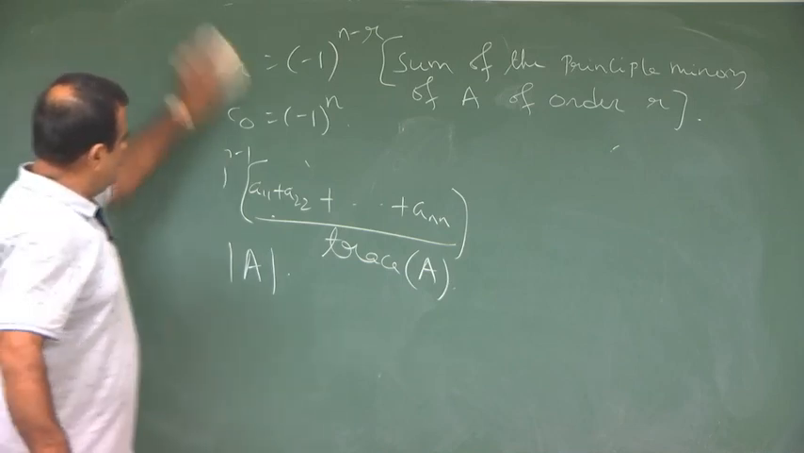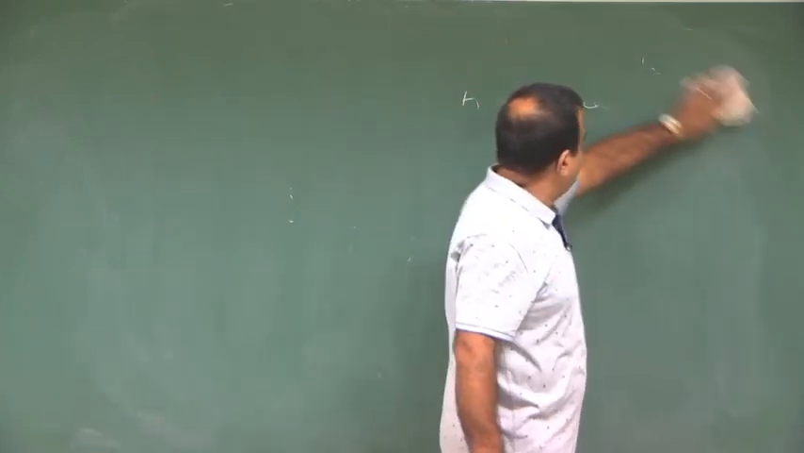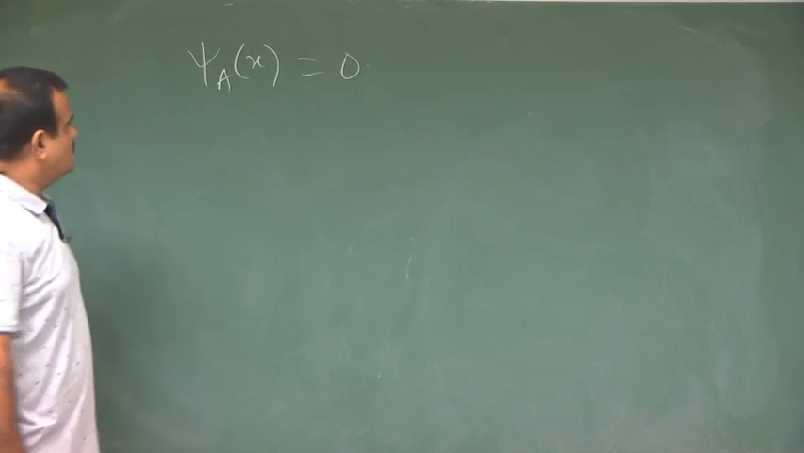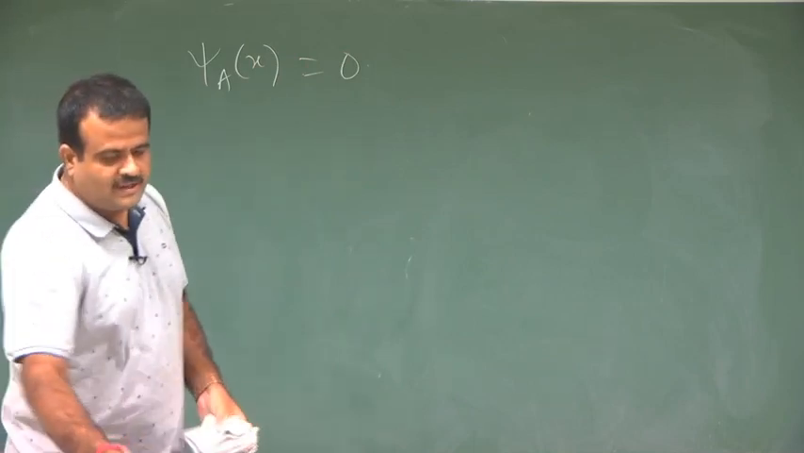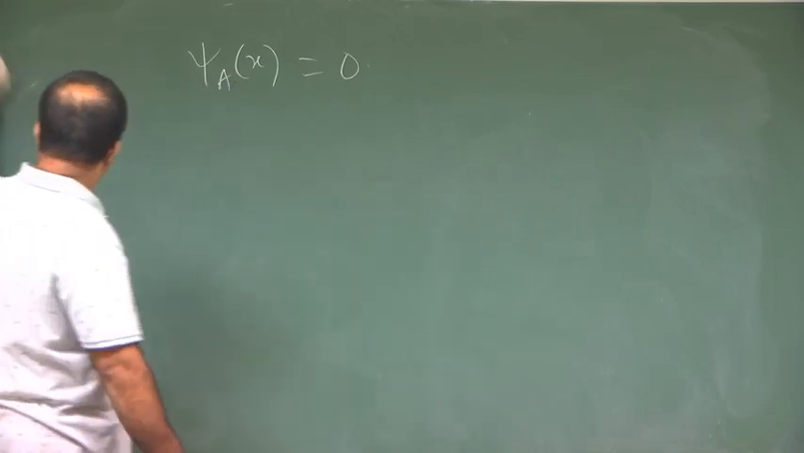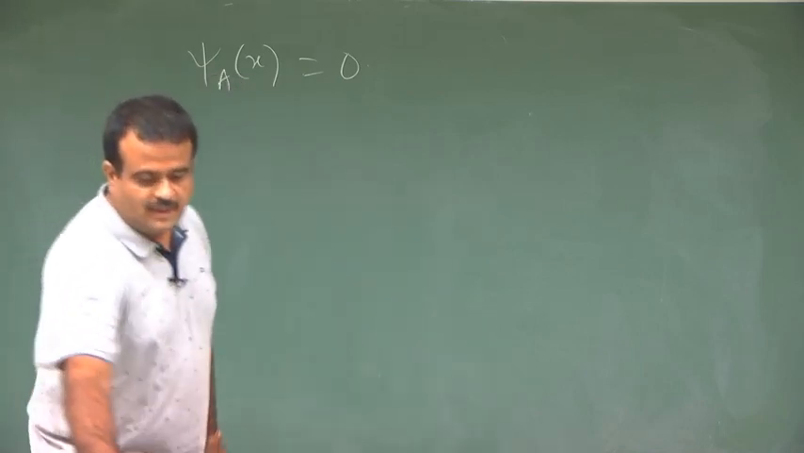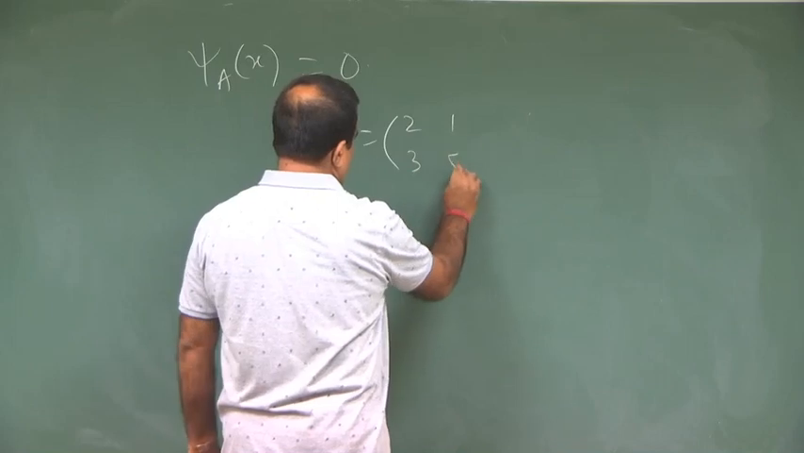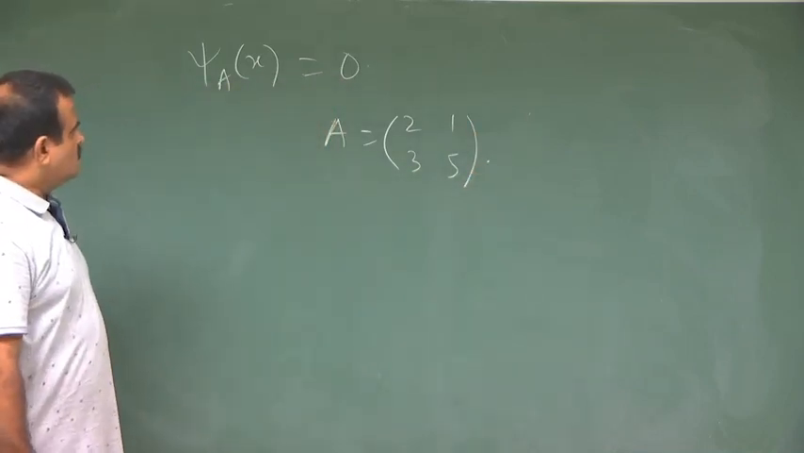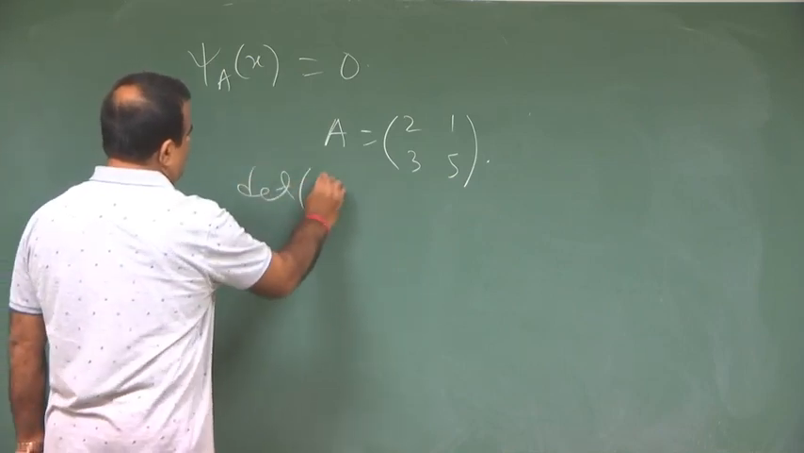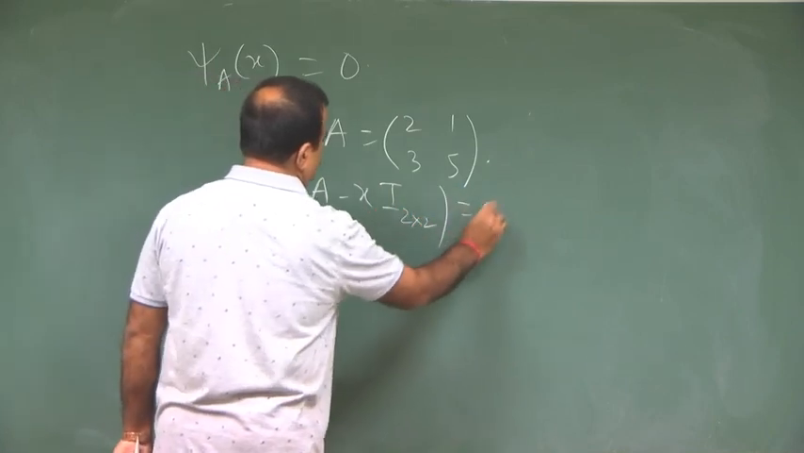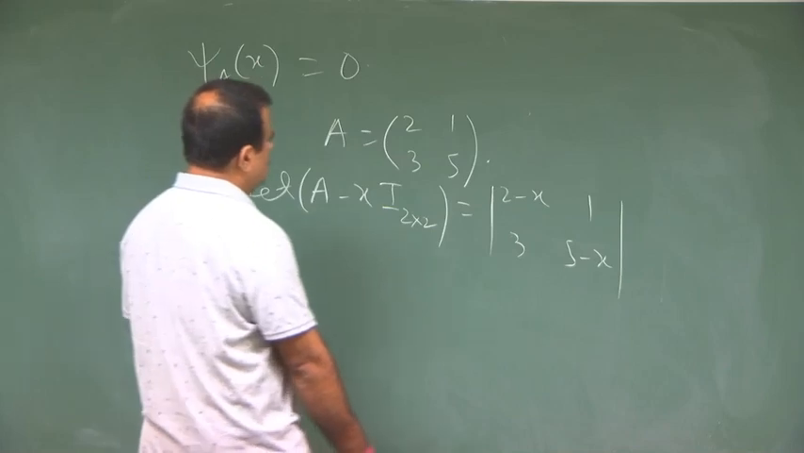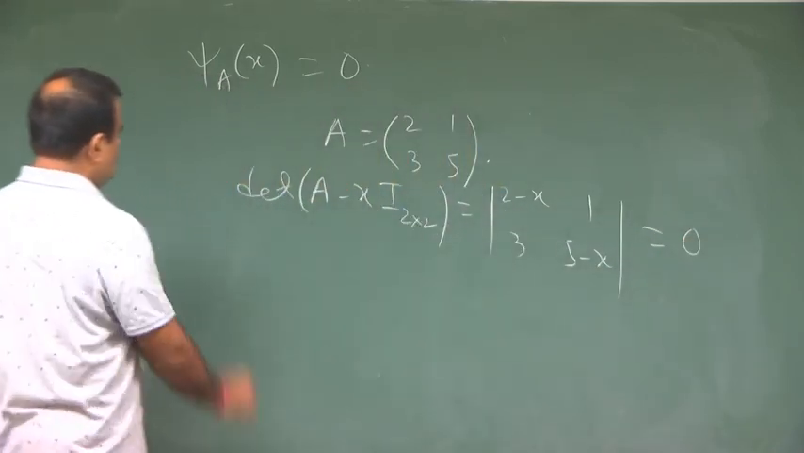These are the coefficients of the characteristic polynomial. Now, if you make the characteristic polynomial equal to 0, that is called the characteristic equation. So, phi A of x equals 0 is called the characteristic equation. This is an n degree polynomial equation. We will take a simple example, say A is a 2 by 2 square matrix, 2, 1, 3, 5. Now, we want to find the corresponding characteristic equation. How to get that? We have to take the determinant of A minus x I_2, which is the determinant of 2 minus x, 1, 3, 5 minus x. We want this to be equal to 0. That will give us phi A of x.